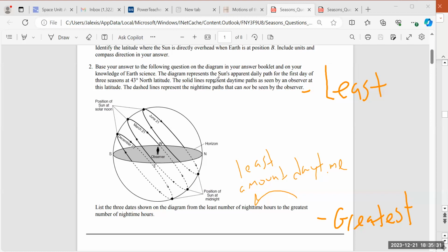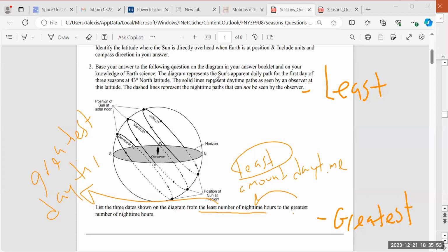Least number of daytime. So whatever is going to give me the greatest number of nighttime is going to be giving me the least amount of daytime. Whatever is going to give me the least amount of nighttime is going to be the greatest amount of daytime. It's something to keep in mind. And the greatest amount of nighttime hours will be the least amount of daytime.